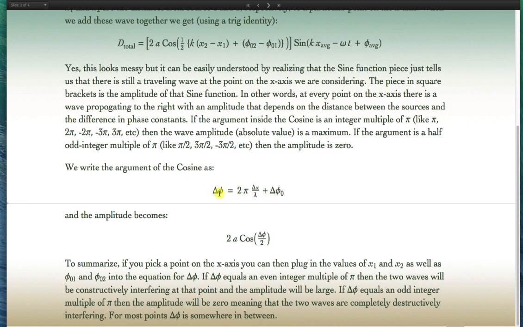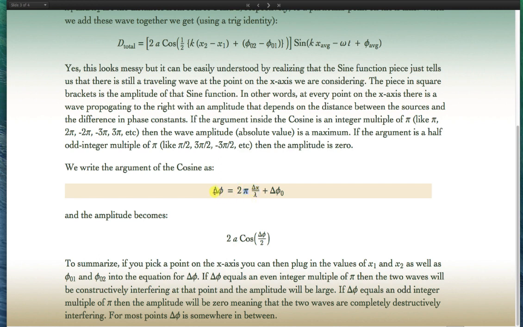So that's one way that you can get a delta phi equal to pi. Another way is if the sources are exactly in phase with each other, if delta phi 0 is 0, they're doing exactly the same thing at the same time, then if delta x is equal to 1/2 lambda, then I have 1/2 lambda divided by lambda, that's 1/2, times 2 is 1 single pi, 1 pi.